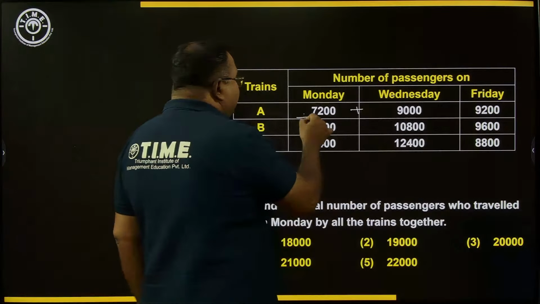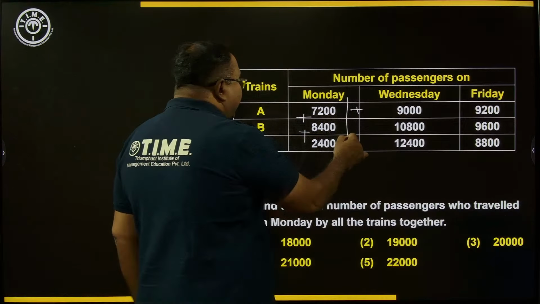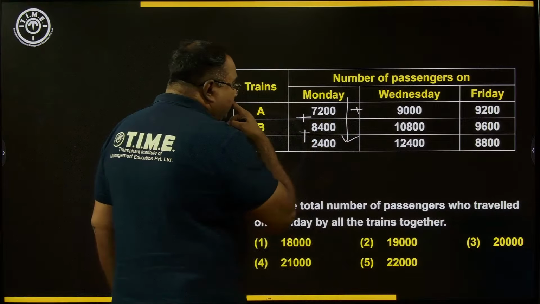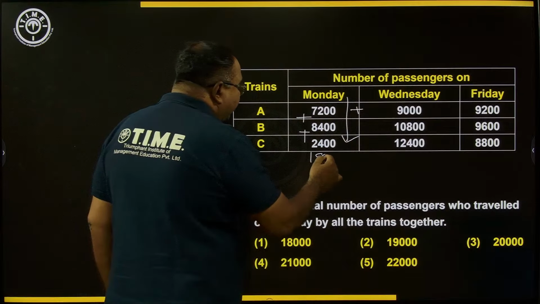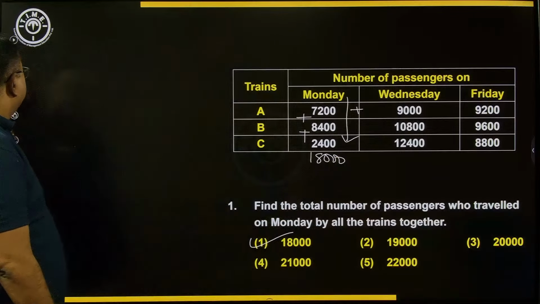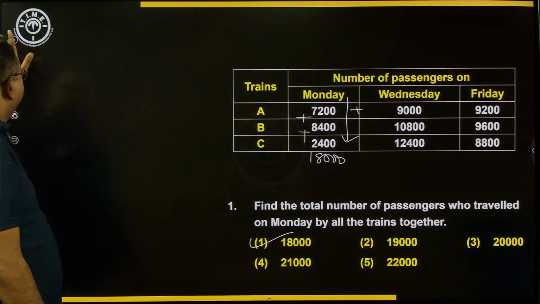Monday, this one, 7,200. This is Monday total, right? So if you add this, this is 1,000, 15, 16, 17 plus 1, 18,000. 18,000 is present in choice 1.